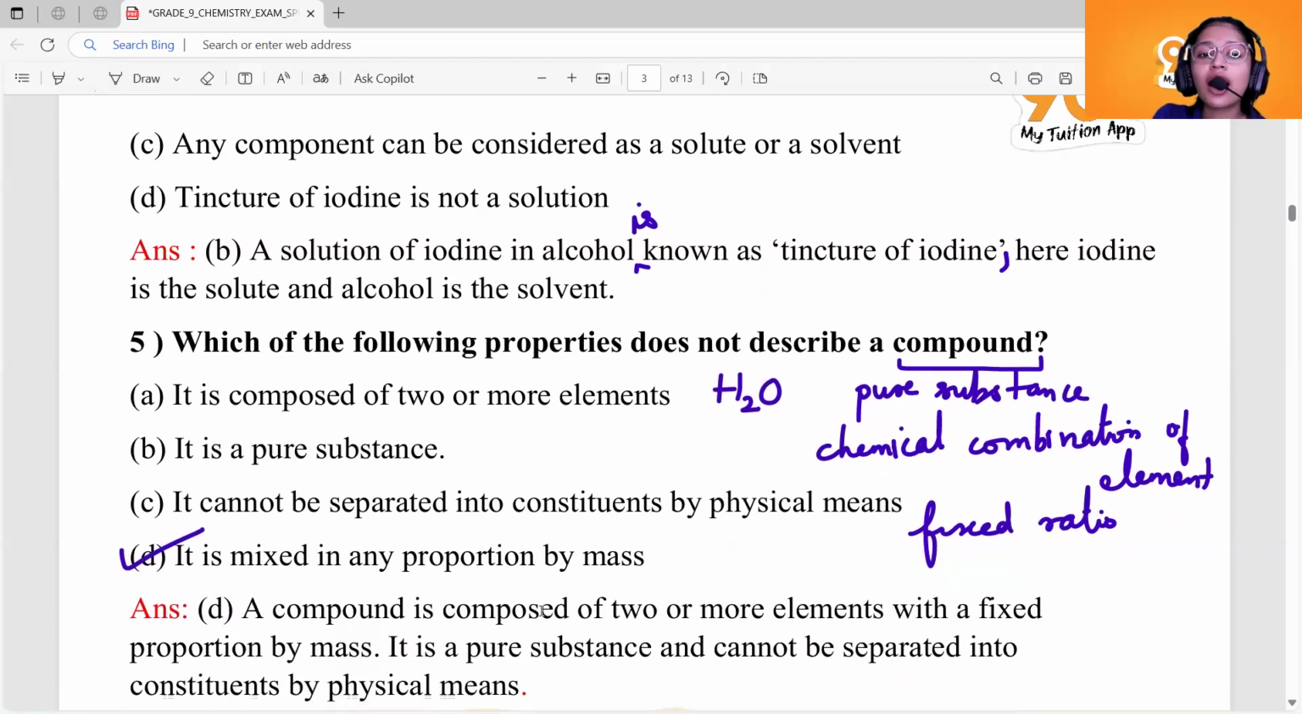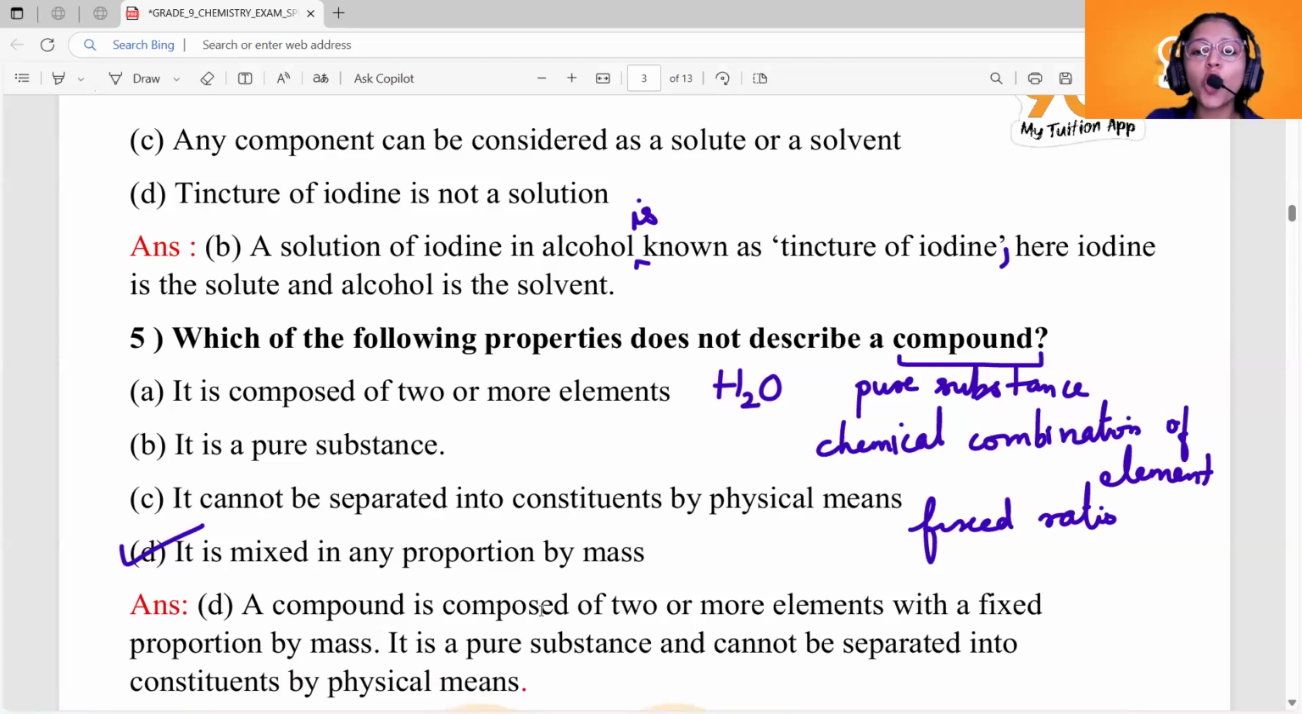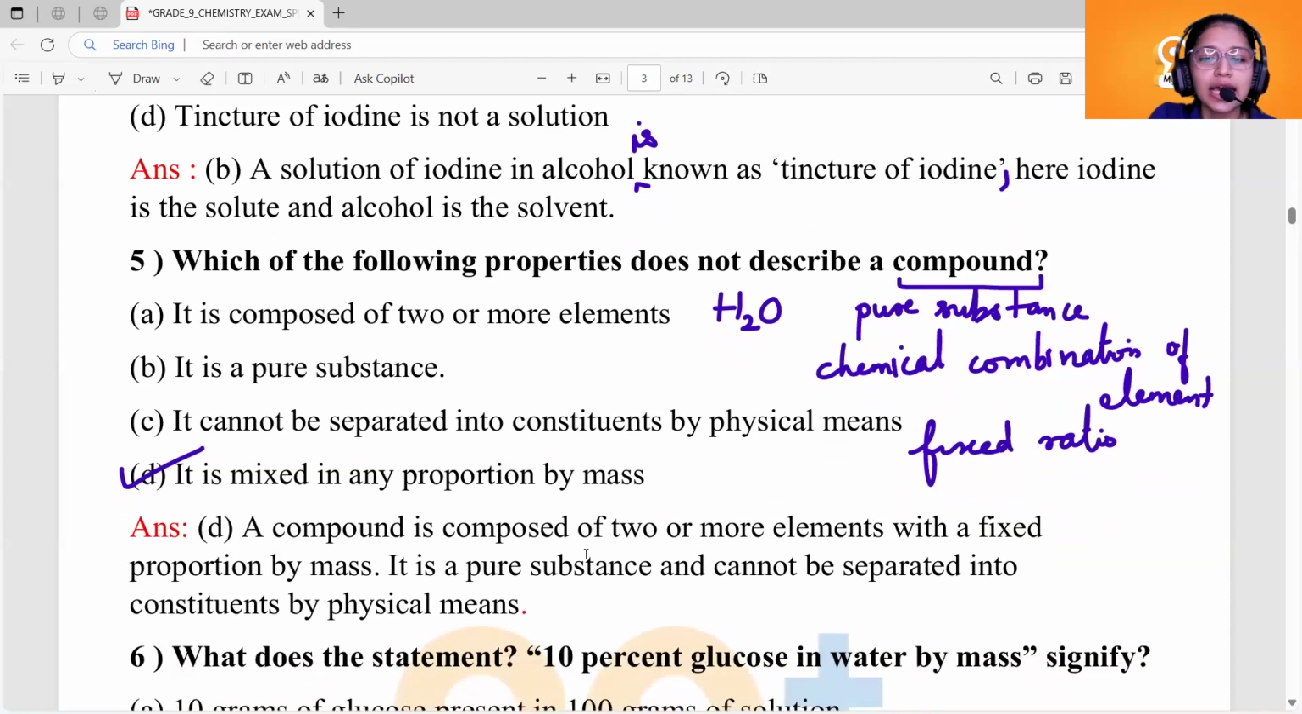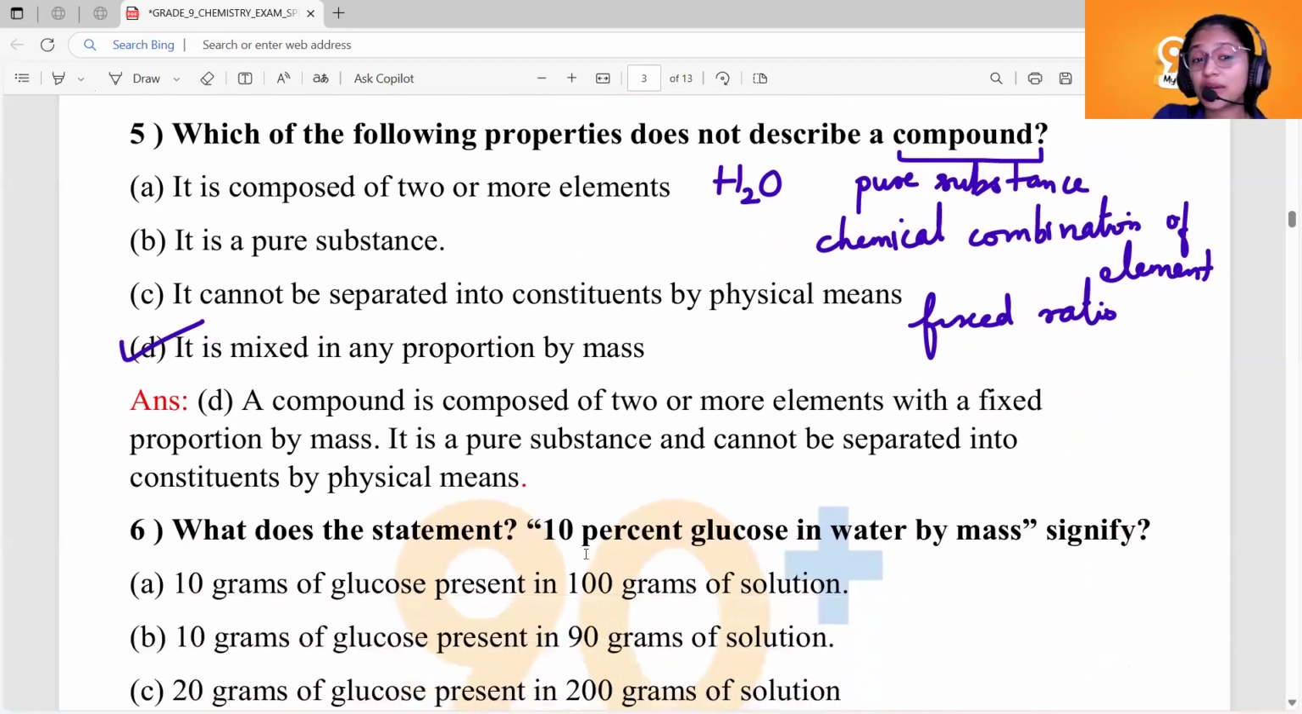Is it clear? A compound is composed of two or more elements in a fixed proportion by mass. It is a pure substance and it cannot be separated into its constituents by physical methods. So option D is the correct answer. Okay? Fine. Now, what is the sixth question?